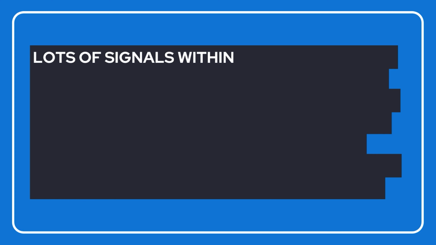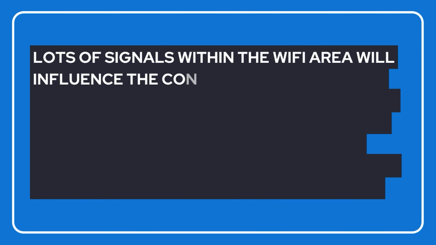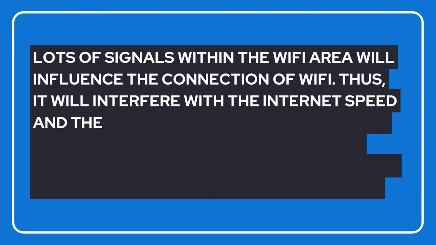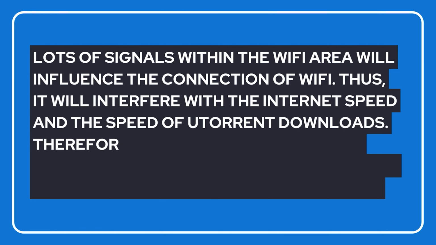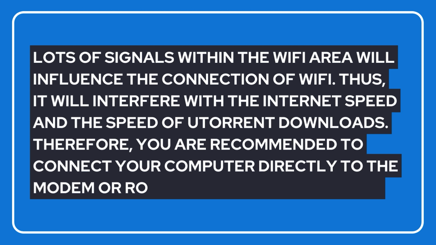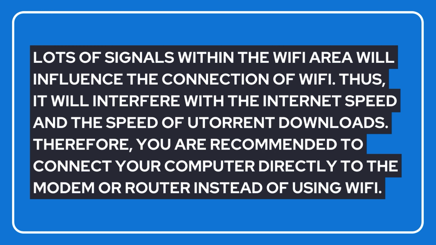Other signals within the Wi-Fi area will influence the connection of Wi-Fi. Thus, it will interfere with the internet speed and the speed of uTorrent downloads. Therefore, you are recommended to connect your computer directly to the modem or router instead of using Wi-Fi.